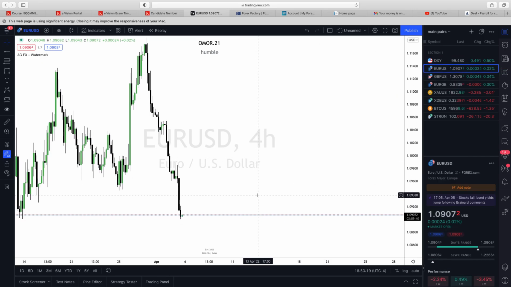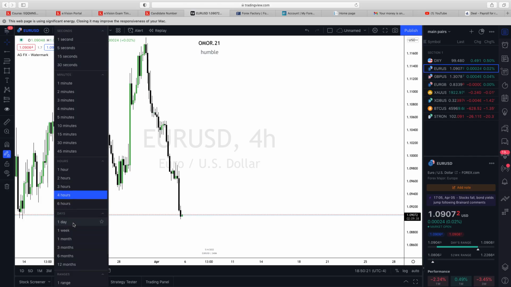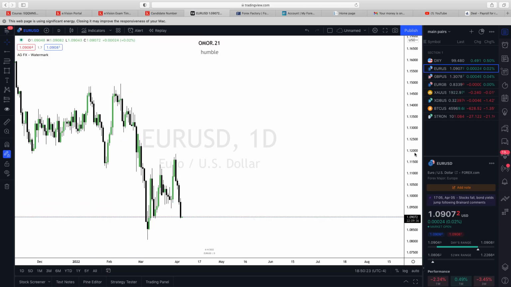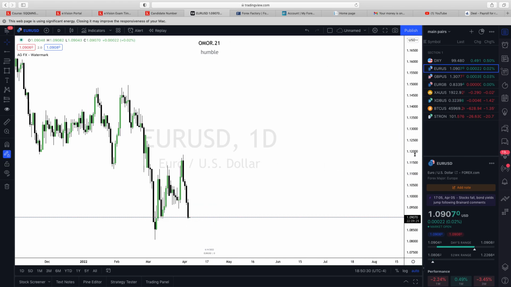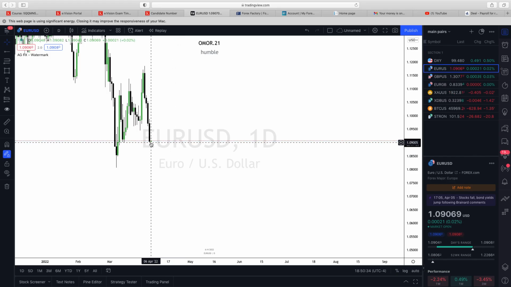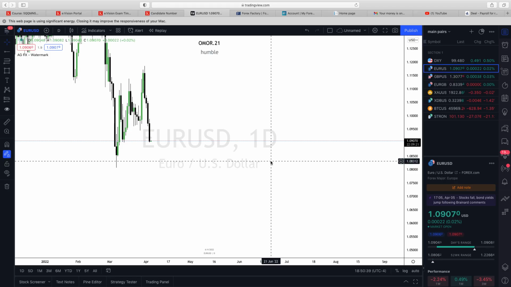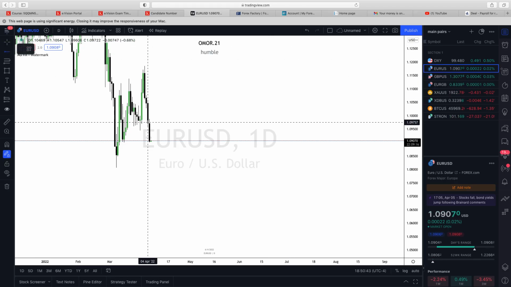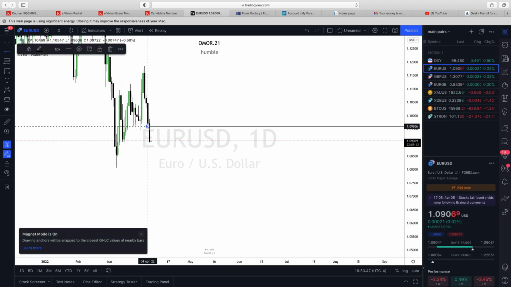So look here. If we go on the daily, what do we have? We have the imbalance, right? So if you want, you can pause the video here and label the imbalance of this candle, right? So if you did pause it, the imbalance is from here to here.